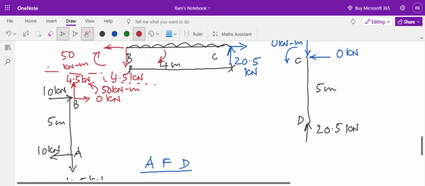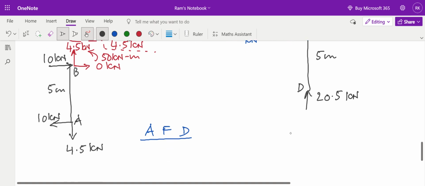Now I will check at the end whether member AB is statically balanced. Let's compare member AB. Summation of forces in x direction: this is acting towards right, this is acting towards left, so summation of forces in x direction is equal to 0. Summation of forces in y direction: this 4.5 kilonewton acting upwards and this 4.5 kilonewton reaction acting downwards are balanced, so that is equal to 0.